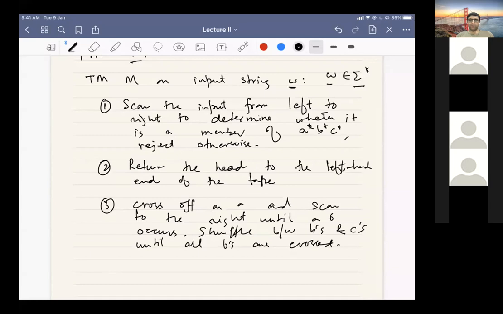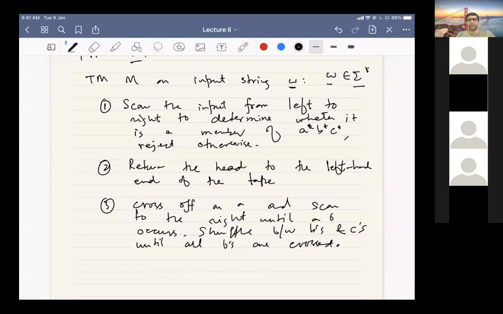Once all B's are crossed, what do we need to do? We would restore. So now, if at this position, if there are not enough B's, we would reject, because now we have crossed off all the B's, but for every B, there must be at least one C.